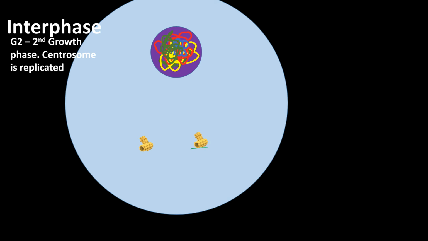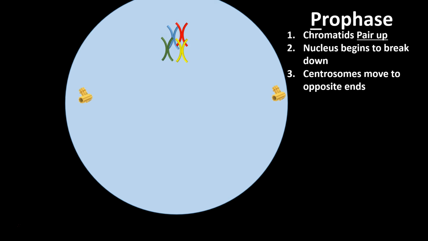So what's going to happen is this chromatin is going to consolidate into chromosomes. When that happens, this nucleus is actually going to start to disappear. It's going to break down. And the last thing that's going to happen is these 2 centrosomes are going to move to opposite ends of the cell. So here's what this looks like. Okay. The nucleus has disappeared. Chromosomes are now visible. It's no longer chromatin. Centrosomes are on opposite ends.